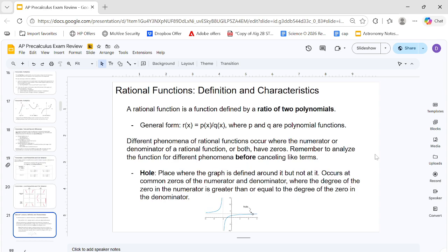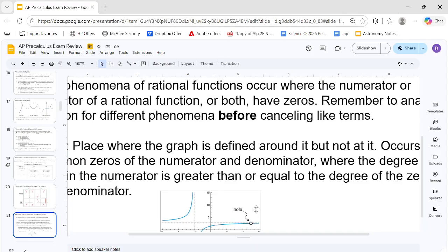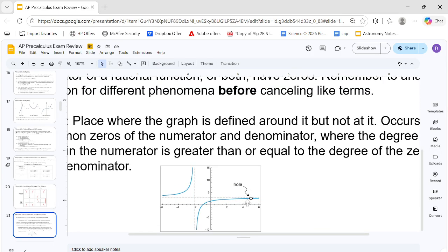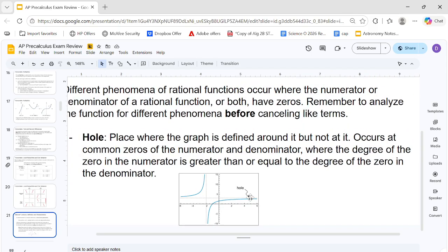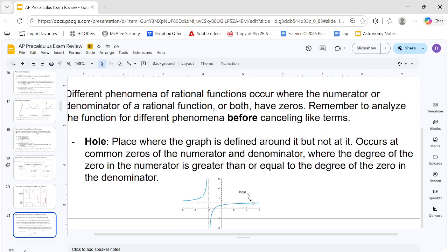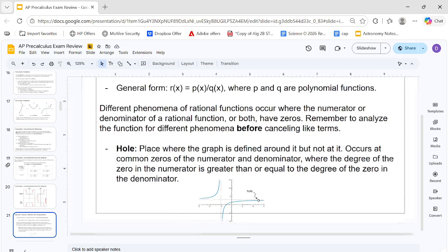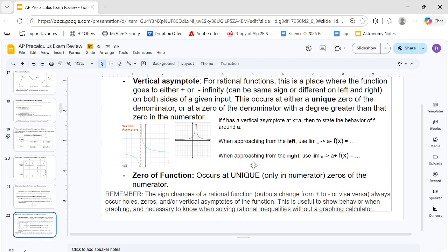Alright, a rational function is a ratio of two polynomials. A hole is where it's not a vertical asymptote. It looks like there would be a point there, but there's not. It's kind of just that the function is not defined there, but it still gets really close to it. That's the best way I could explain it.